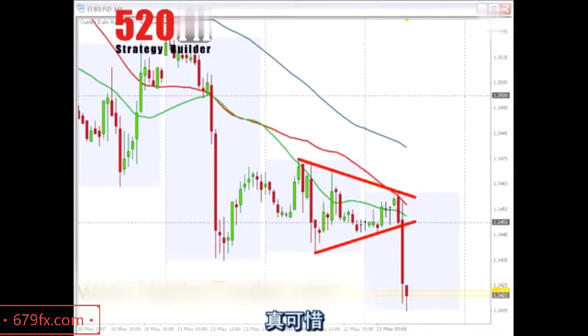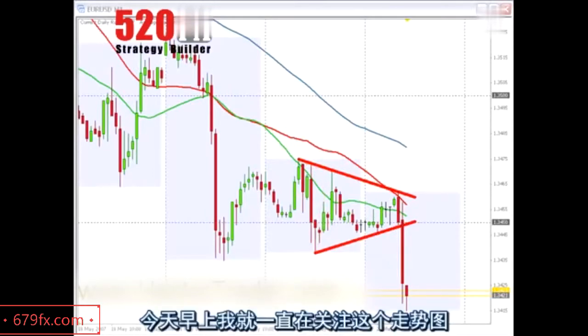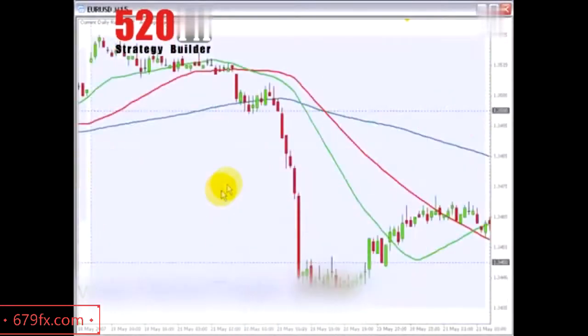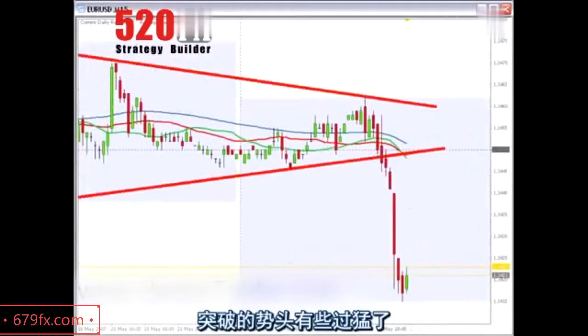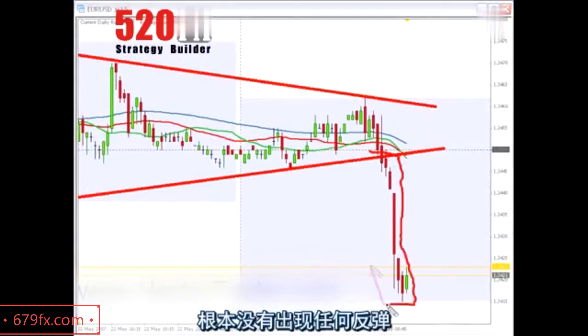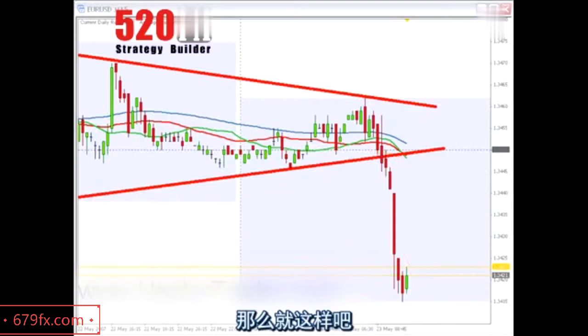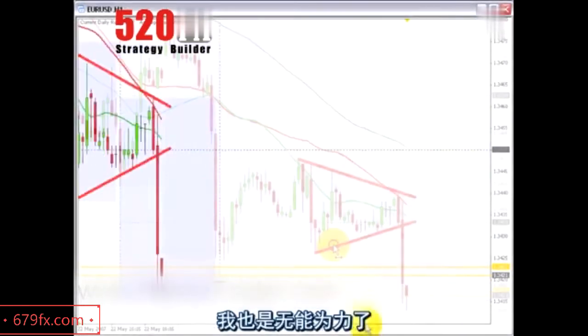So shame. I was following this chart this morning. It looked very nice, but unfortunately the breakout happened with way too much momentum. I didn't get any pullback whatsoever to base my entry on, and that's it. Nothing else I can do about it.